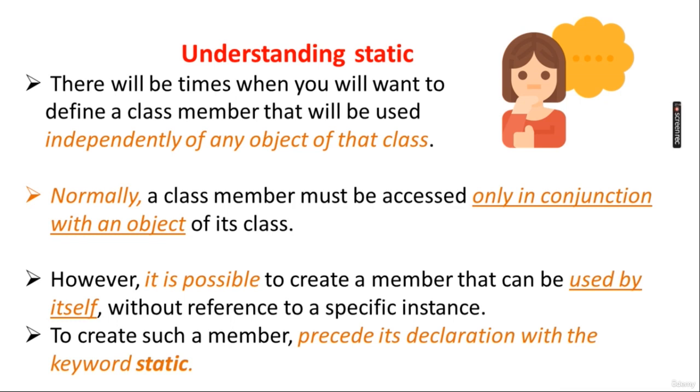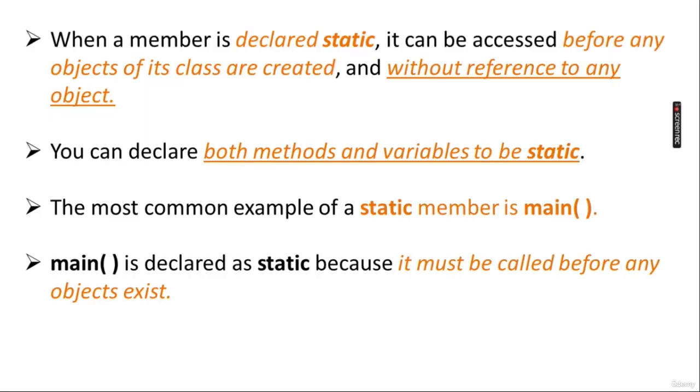Normally, a class member must be accessed only in conjunction with an object of its class. However, it is possible to create a member that can be used by itself without reference to a specific instance or specific object. So without creating an object or without giving a reference of any object, you can directly call it if that member is declared as static. To create such a member, precede its declaration with the keyword static. When a member is declared static, it can be accessed before any objects of its class are created and without reference to any object.